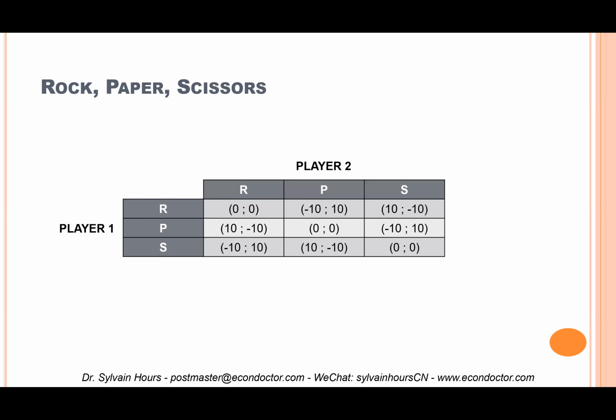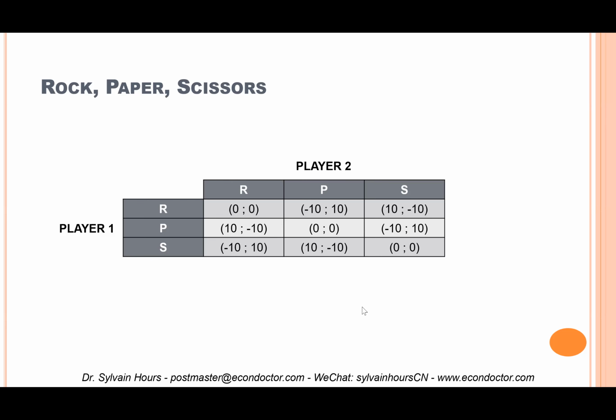For each player, we have defined the possible strategies. Each player can play rock, paper, or scissors, RPS. Each row of the table represents a strategy for player one, and each column of the table represents a strategy for player two. With 3 strategies for each, we have 9 possible combinations of strategies, so 9 cells.